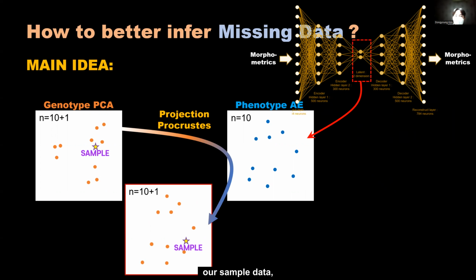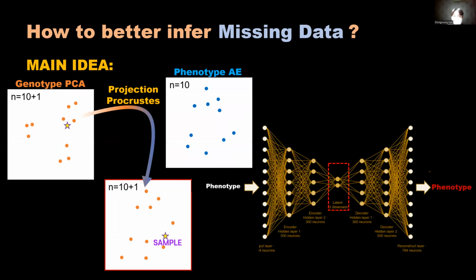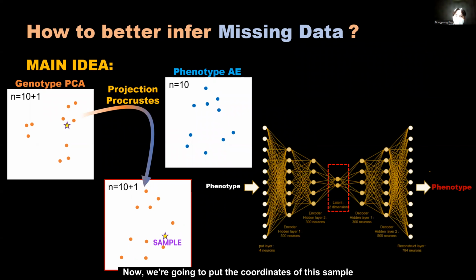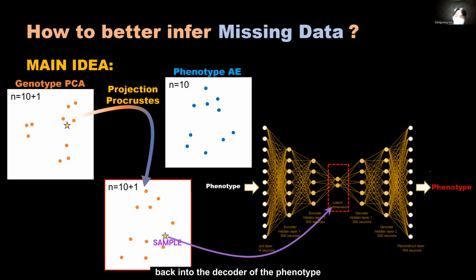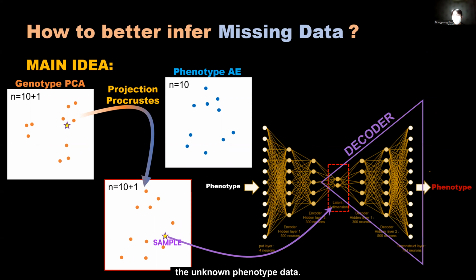At this time, our sample data, where phenotypic data did not exist, will also be transformed into a specific transformed coordinate. Now we are going to put the coordinates of this sample back into the decoder of the phenotype autoencoder, and then reconstruct the unknown phenotype data.